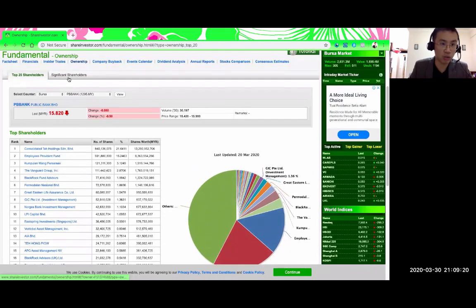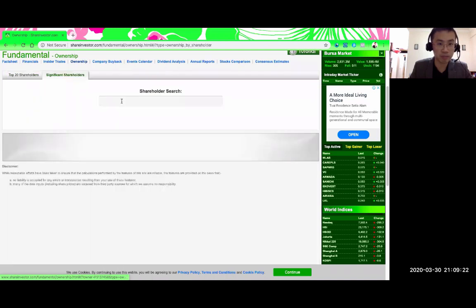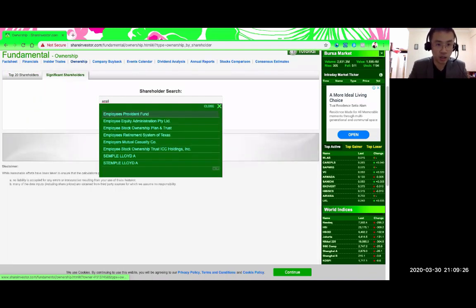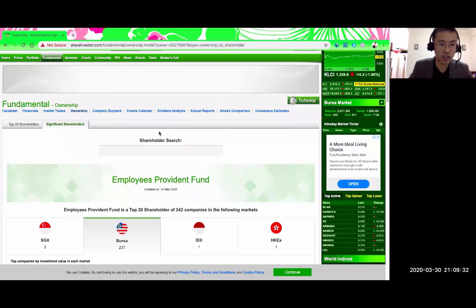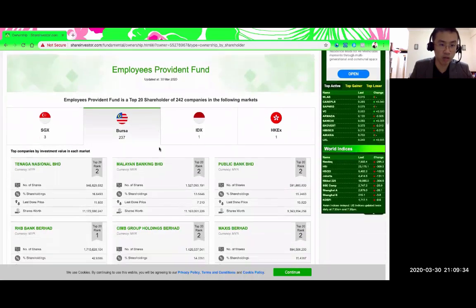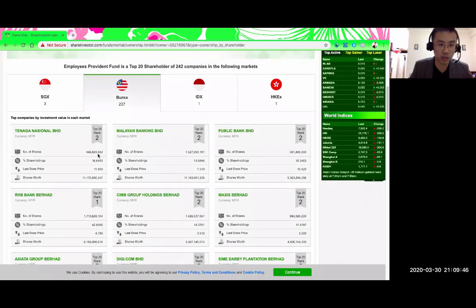Of course, you can go to the significant shareholders. For example, you can find Employees Provident Fund, which is our EPF. If you click here, search, significant shareholders, wow, EPF is a top 20 shareholder of 242 companies in the following markets: 233 in Bursa, 3 in Singapore, 1 in Indonesia, 1 in Hong Kong. So these are companies that EPF owns.